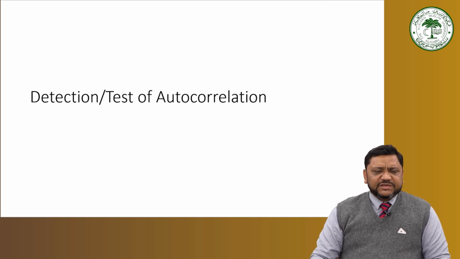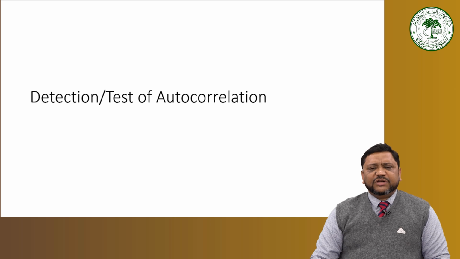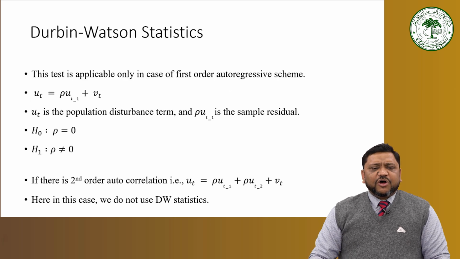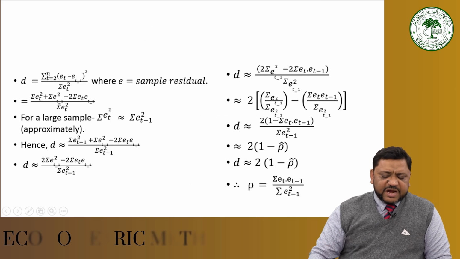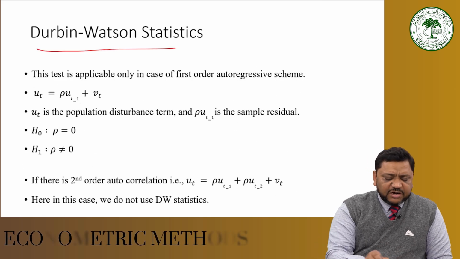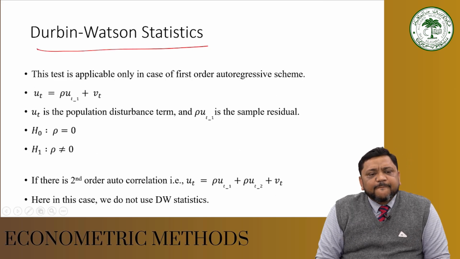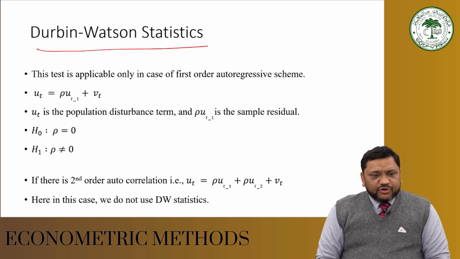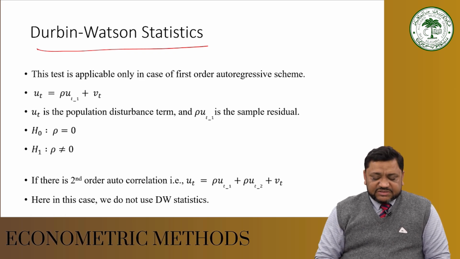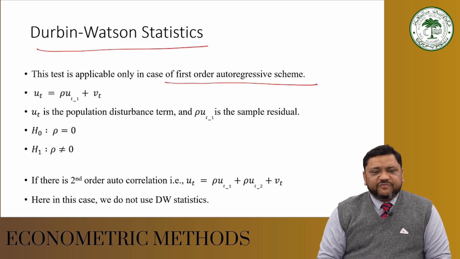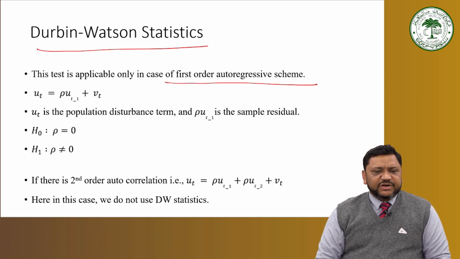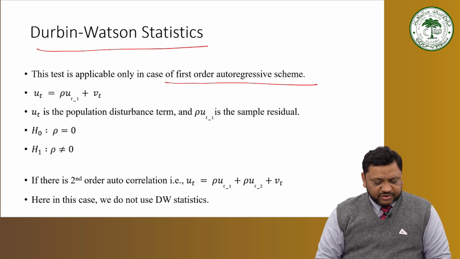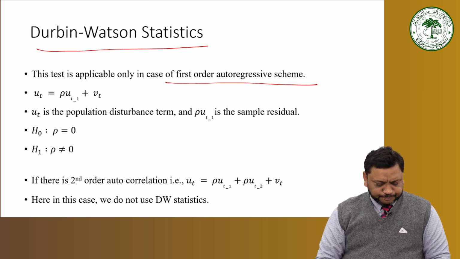Now, how to test for autocorrelation? To test for autocorrelation, the most common thing used is the DW statistic, or what we call the Durbin-Watson statistic. But we should take care that the Durbin-Watson statistic is applicable only for the first order autoregressive scheme. If we have a second order autoregressive scheme, the Durbin-Watson statistic would not work. But still, it is one of the most basic things.